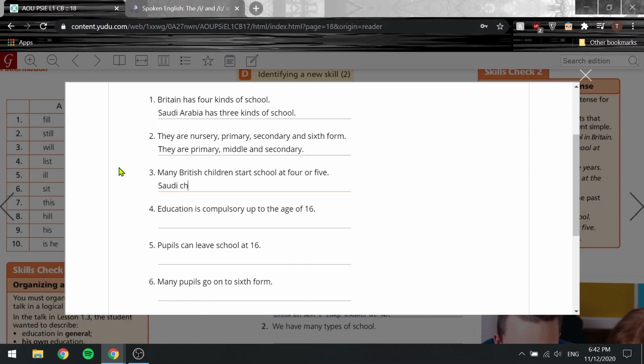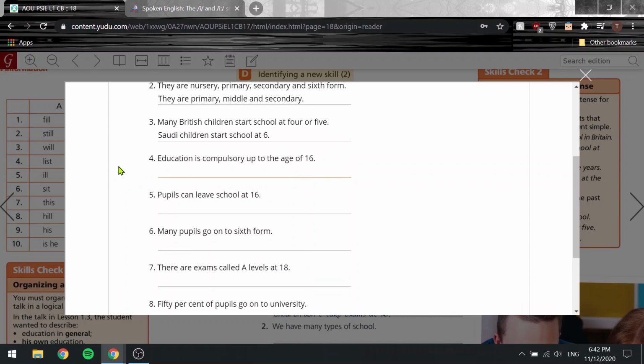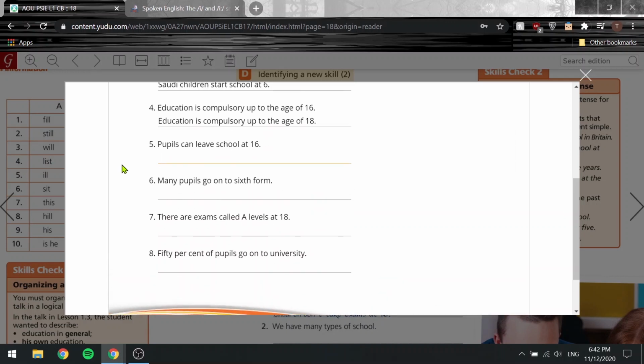I'll say Saudi children start school at, I'll say around 6. Yeah, so at 6. Education is compulsory up to the age of 16. In Saudi Arabia, we'll say that education is compulsory up to the age of 18. Pupils can leave school at 16. Saudi Arabia, we'll say pupils can leave school after 18.